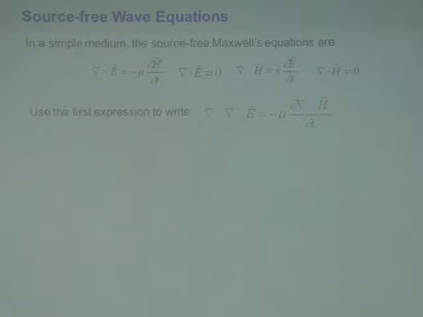So you put the curl operator on the left-hand side of your Faraday's law of induction. So you have a double curl on the left-hand side. On the right-hand side, you have curl of H. And because you have an expression for curl of H right here, just put this into this curl of H.